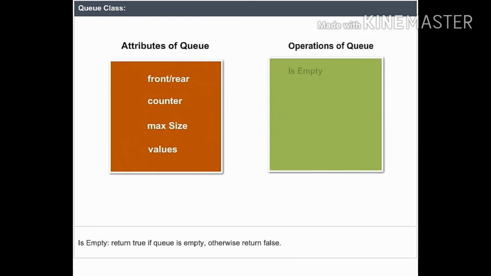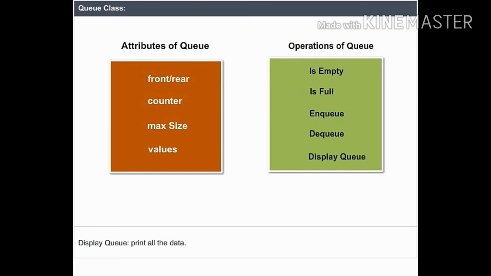Operations of queue. Is empty: return true if the queue is empty, otherwise return false. Is full: return true if the queue is full, otherwise return false. Enqueue: add an element to the rear of the queue. Dequeue: delete the element at the front of the queue. Display queue: print all the data.